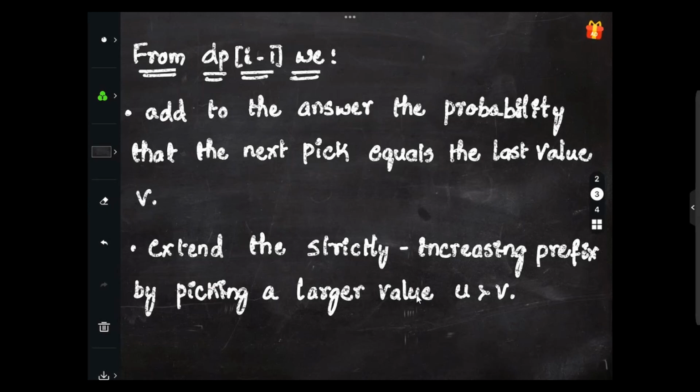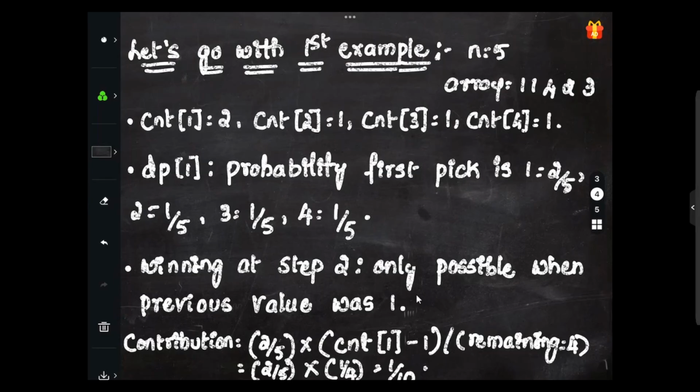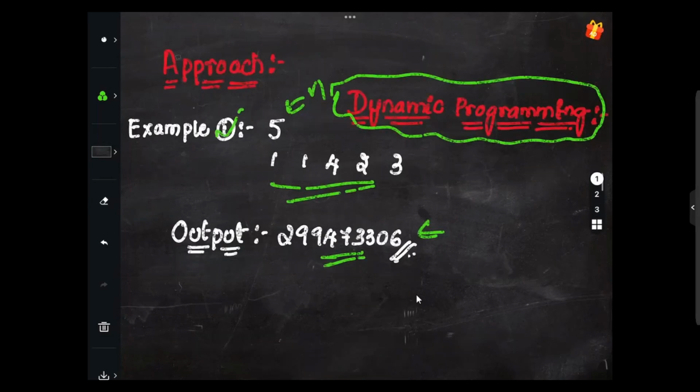Now let's move on with the further things. We have to extend the strictly increasing prefix by picking a larger value, that is u greater than v. Just keep this in mind, this is important as well, right? So let's move on with the further steps. Let's move on with the first example that they have given here, right? The first example is the one I have considered.